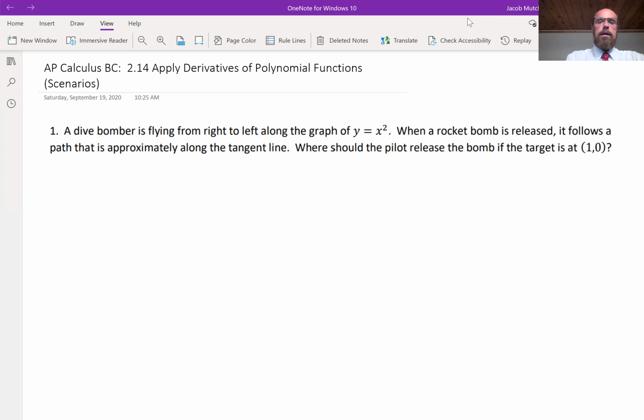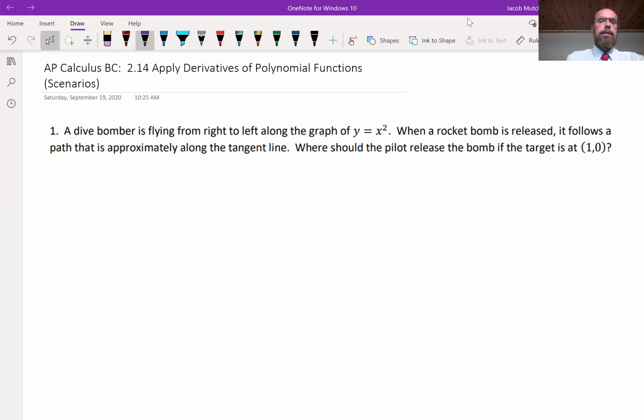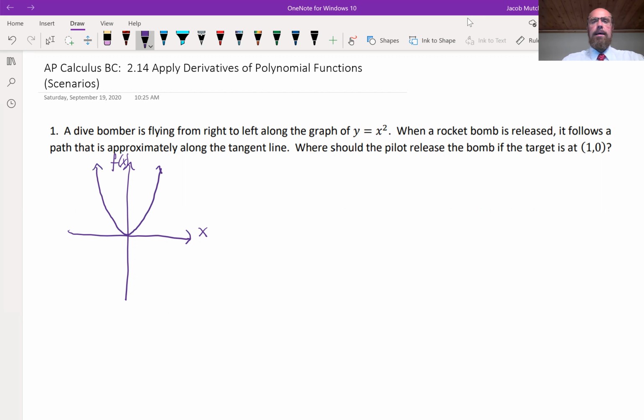So here we've got a function that really is a position function for a plane that's flying. So let's draw that picture to begin. We'll draw a picture of this function y equals x squared. Recall from Algebra 1, that's our quadratic parent function, and it will have the graph of a parabola with its vertex at the origin. And that is the path of our plane, our dive bomber.